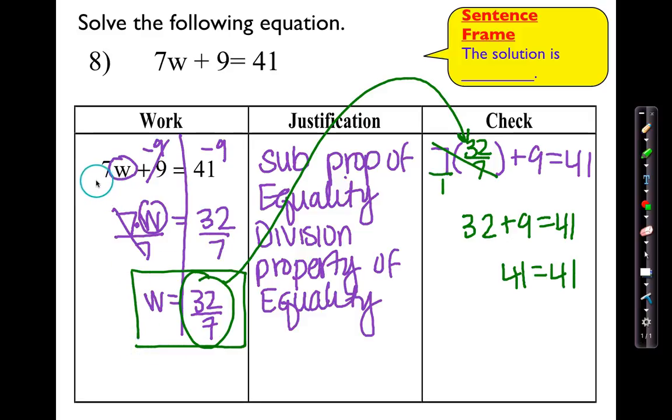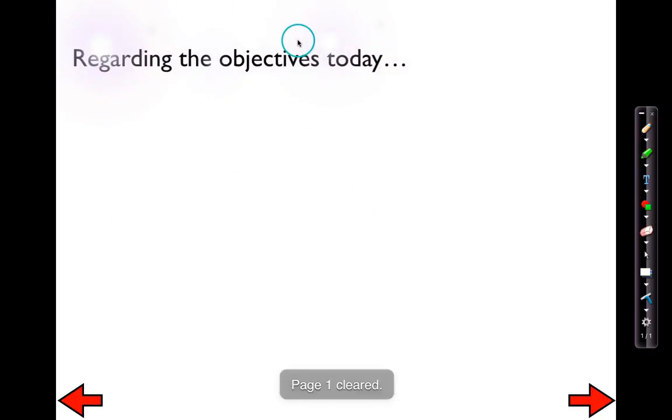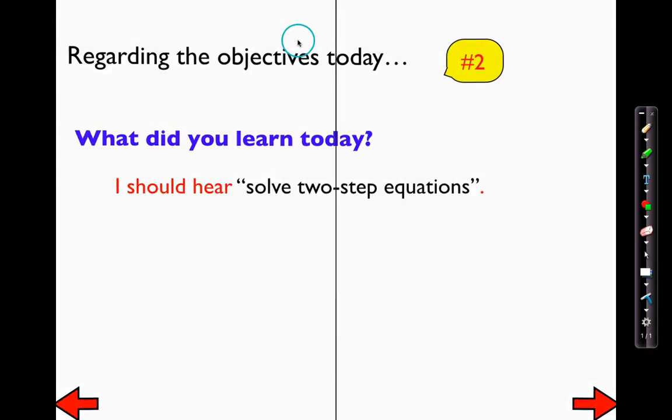And I know this is true because I checked it in, I substituted in for w to see if it leaves me with a true statement, and it did. So, with that said, we completed the lesson for today.